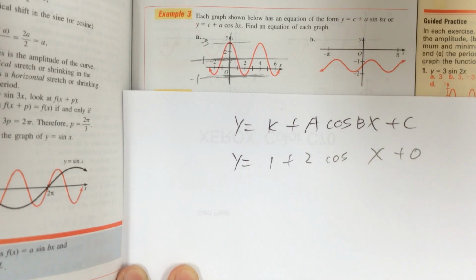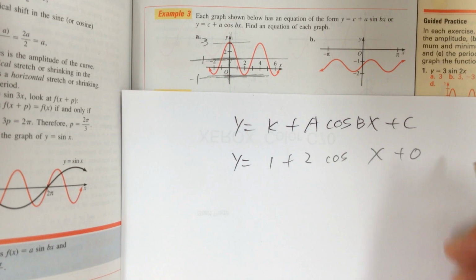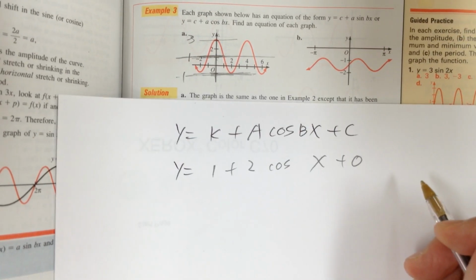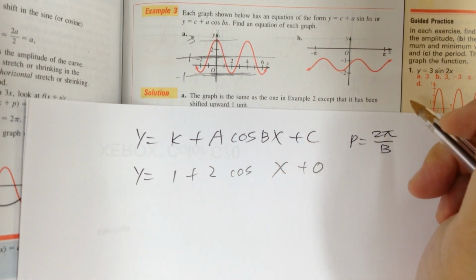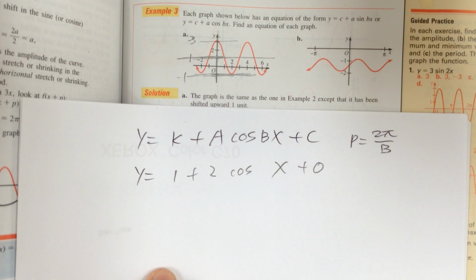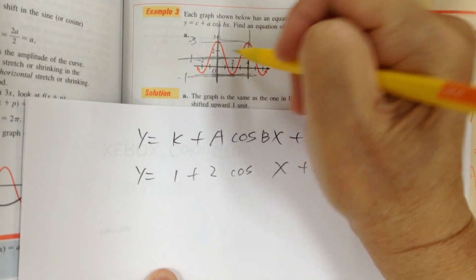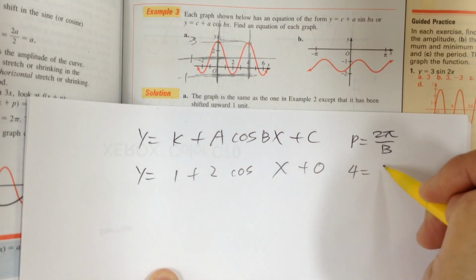The b, remember your formula. Remember your formula is the period is equal to 2 pi over b. Okay, so we can figure out the period. If you notice, from here to here equals 4, right? So from here to here, notice it's 4. So period equals 4 and 2 pi over b.